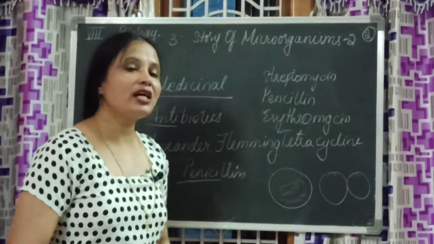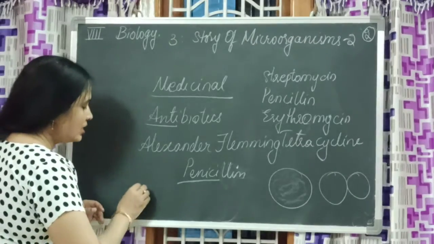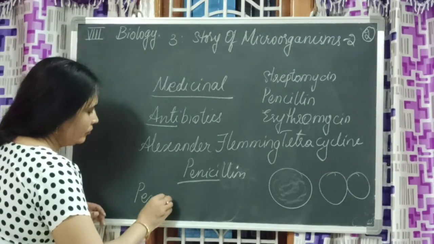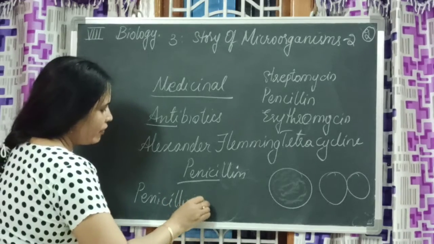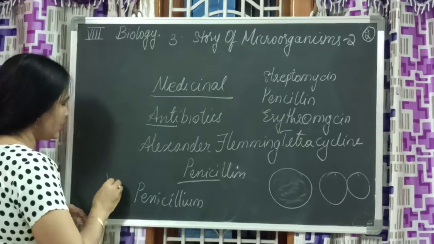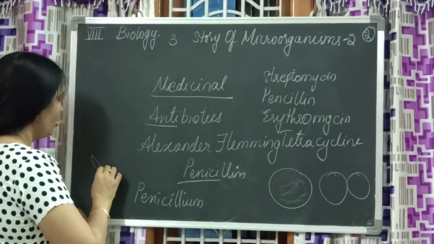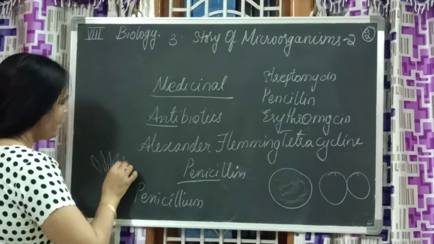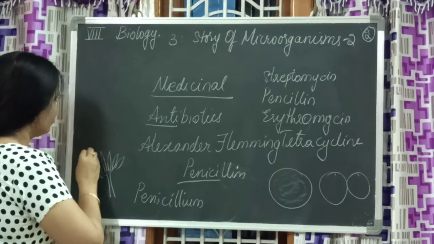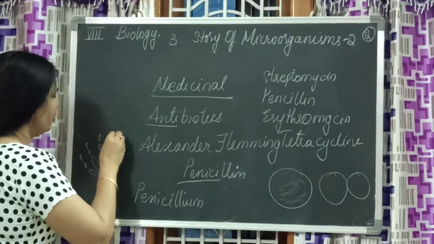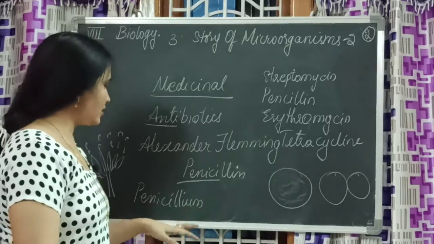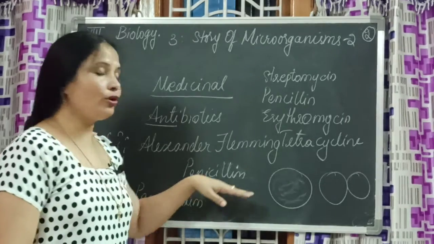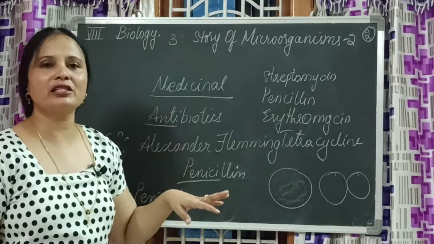Then he noticed, and what killed what? Penicillium. Penicillium is a type of fungi. We learnt in our previous lesson how it is, almost like a bunch, a cluster of flowers like this. It will be like this. And this penicillium is a fungus, and when it is growing on bacteria, it is killing some of the bacteria.